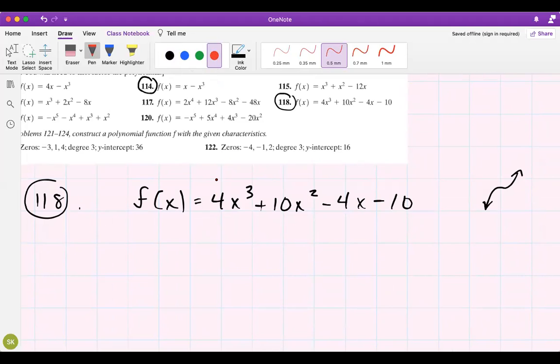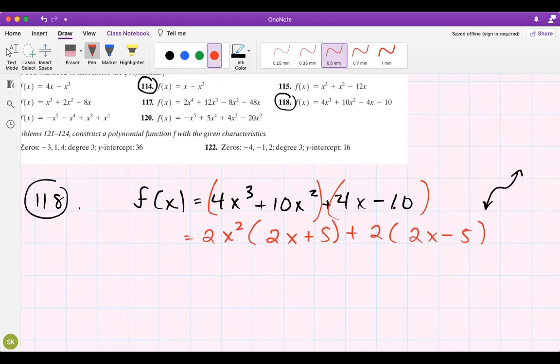We would try to factor this. How I would factor this is I would factor by grouping. I would group the first two. I'm going to put plus negative here and group these two and take out a greatest common factor. Notice that you can take out a 2x squared here, and you get 2x plus 5. And then if you take out this 2, you'll get 2x minus 5. Oh, and then we have a minus here, so we can take out a negative 2.